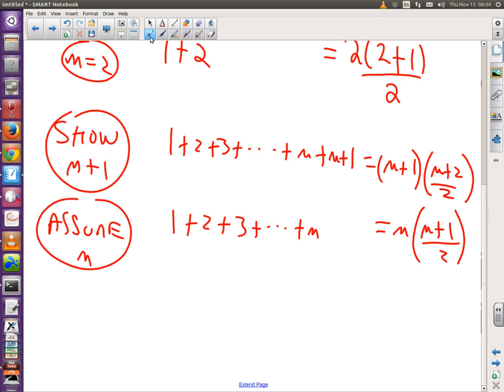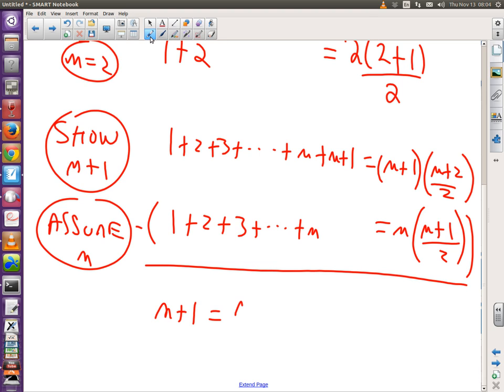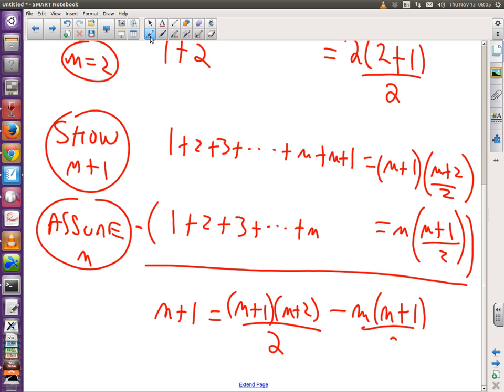There are a lot of ways you could do this. Sometimes you just combine the two equations: you add them, subtract them, multiply them, divide them. What if I just subtract the bottom from the top? What happens? The 1s, the 2s, the 3s, everything cancels on the left-hand side except for what? N plus 1. So you get n plus 1 equals. What do you get on the right side? N plus 1 times n plus 2 over 2, minus n times n plus 1 over 2.